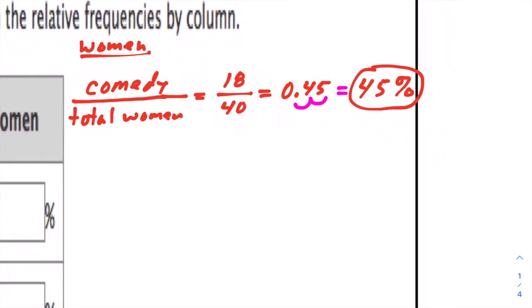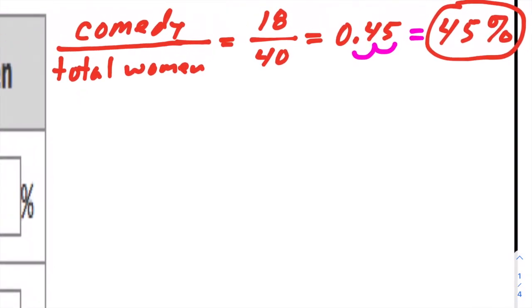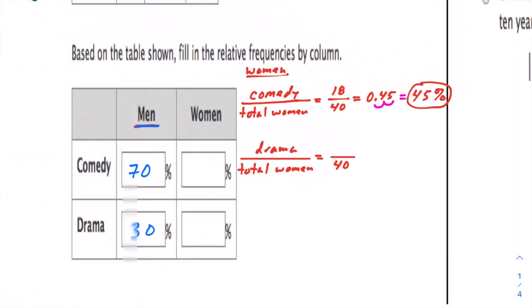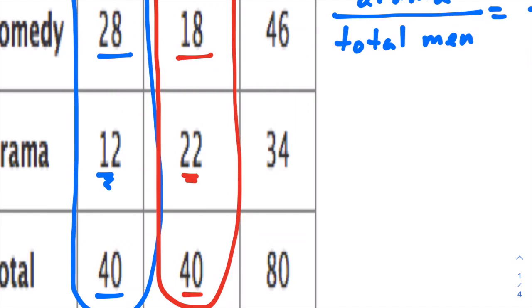And already there are some of you that have figured out that if there's 45% of the women who like comedy, you can pretty much, using common sense, say there has to be 55% of the women who like dramas. So you have an idea as to what the number should be, but let's go ahead and verify. So we're going to take a look again, the total women. And above is the drama. It is still the same amount of women that were asked, 40.